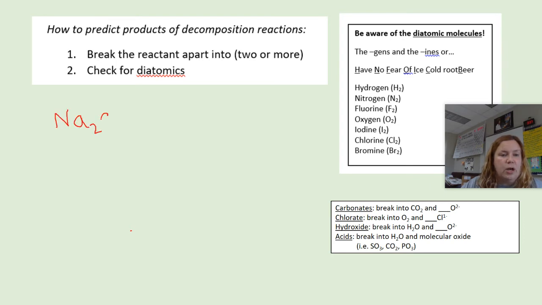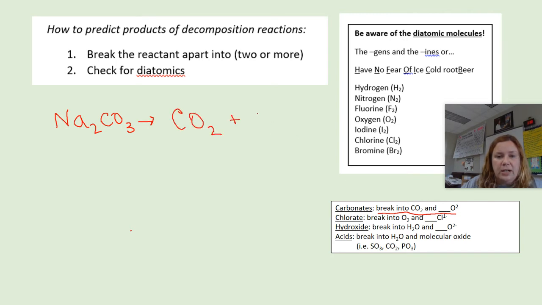So we've got sodium carbonate, and unfortunately, sodium carbonate is going to break up. So we need to break it up. We don't just break it up into sodium and carbonate. It just doesn't work that way because carbonate is a polyatomic ion. But carbonates, if we read over here, break into carbon dioxide and then a blank O. That blank is reserved for the metal there. So we're going to break up into carbon dioxide.